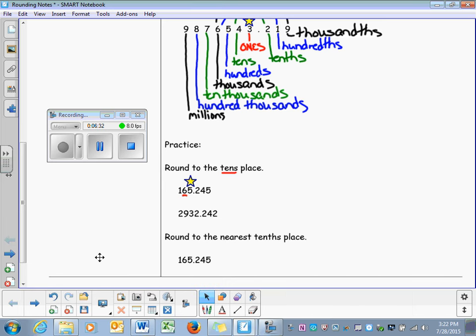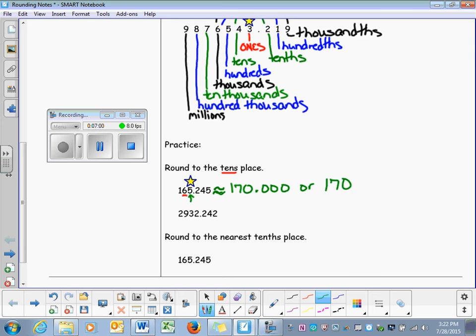Now I look to the right at the 5. 5 or more, raise the score. So 5 is going to make me go up. This is going to be approximately. We use a wavy equal sign to mean approximately. And we're going to keep the 1. The 6 is going to go up to a 7. And everything after that becomes a 0. So 170.000, or just plain 170. Either way is considered acceptable.